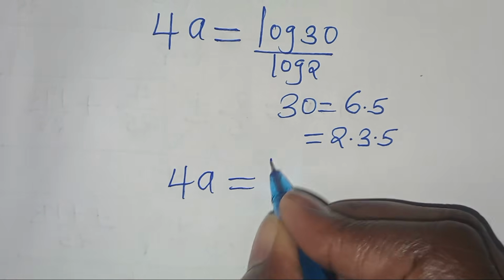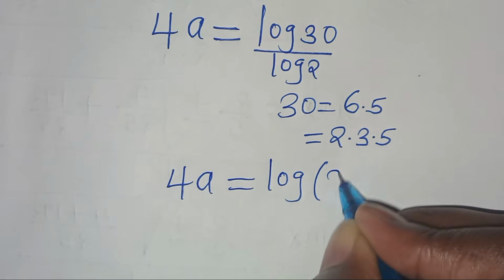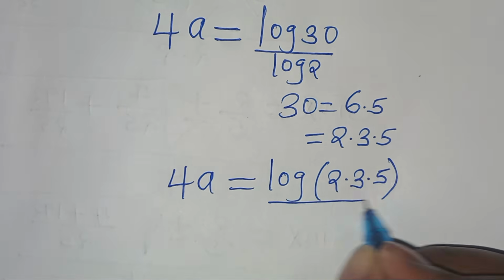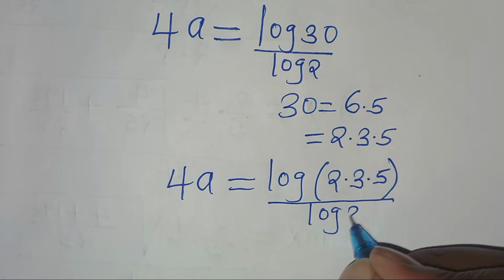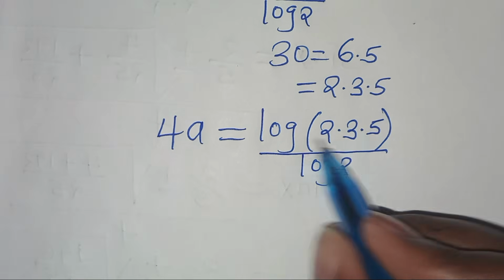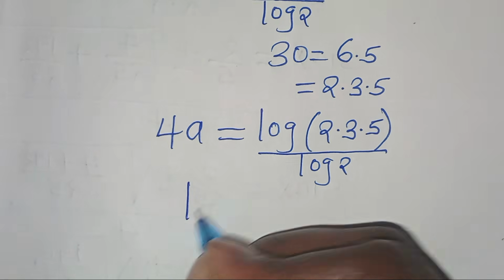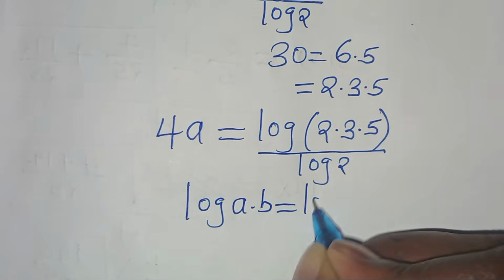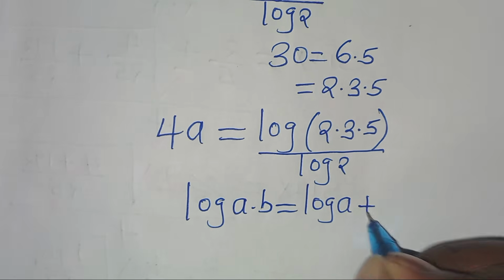This is equal to log. This is 2 multiplied by 3 multiplied by 5. Then everything here divided by log 2. Now, log 2 times 3 times 5. This is in the form of log a multiplied by b, which can be expressed as log a plus log b.